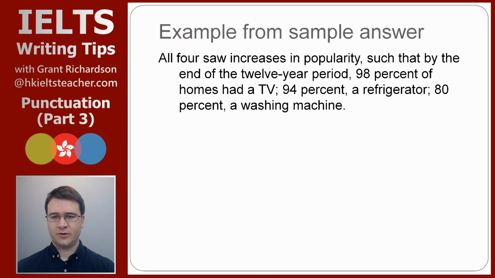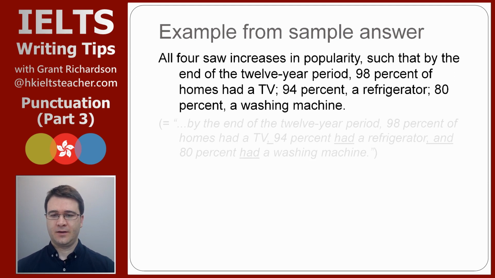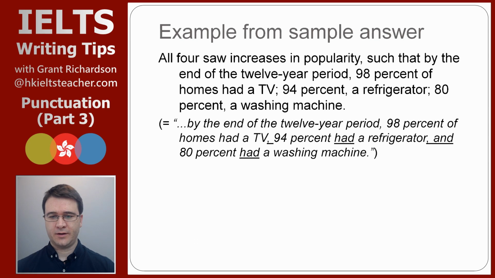All four saw increases in popularity such that by the end of the 12-year period, 98% of homes had a TV; 94% a refrigerator; 80% a washing machine. That's equivalent to saying by the end of the 12-year period, 98% of homes had a TV, 94% had a refrigerator, and 80% had a washing machine. Using the semicolons, we were able to remove the duplicate verb.